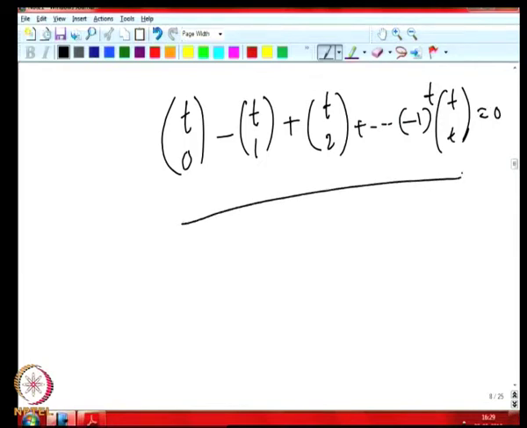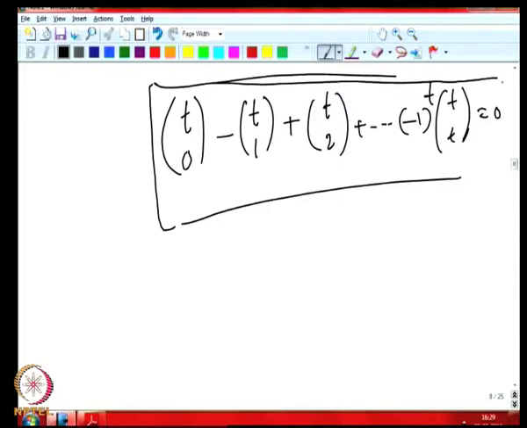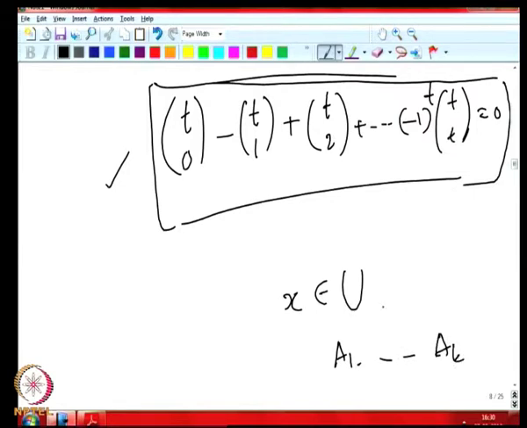So yeah, we mentioned that this will easily follow from the binomial theorem: expand (1 + x) raised to t and put x equal to minus 1. Anyway, we do not have to redo it. So the contribution of an element x of the universe which belongs to exactly t sets among A1 to Ak will be this, and this turns out to be 0.